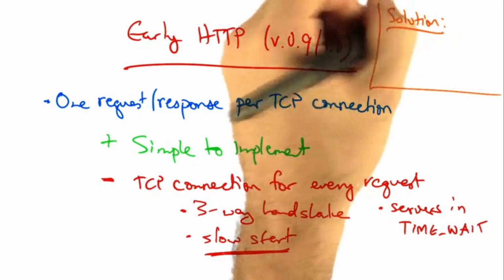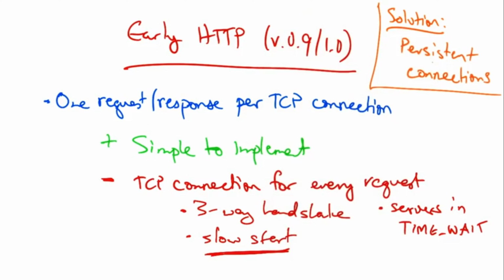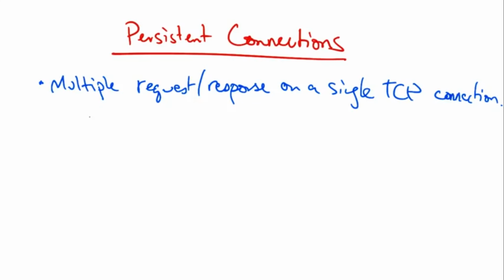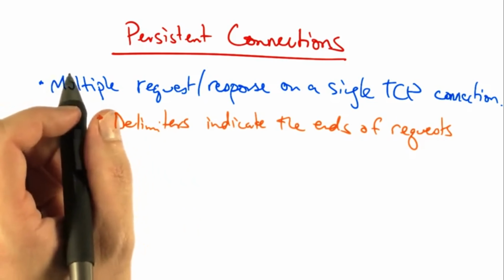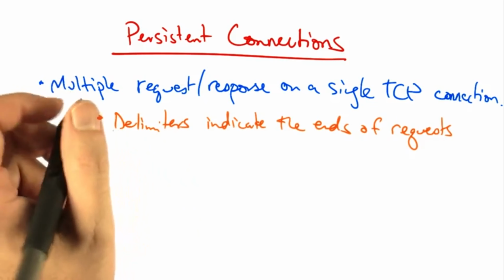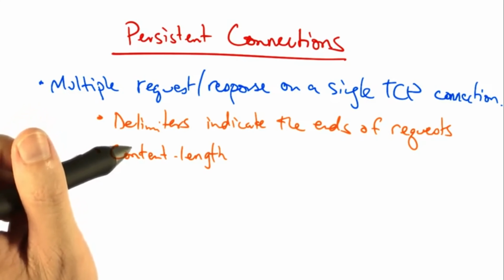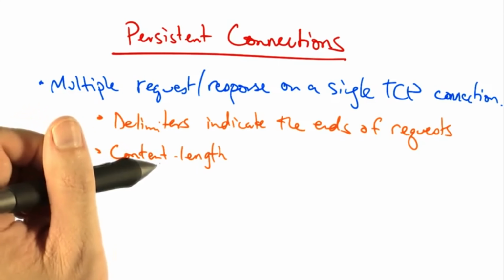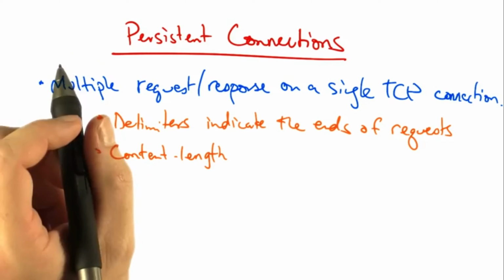So a solution to increase efficiency and account for many of these drawbacks is to use something called persistent connections. In persistent connections, multiple HTTP requests and responses are multiplexed onto a single TCP connection. Delimiters at the end of an HTTP request indicate the end of a request, and the content length allows the receiver to identify how long a response is. So the server actually has to know the size of the transfer in advance.